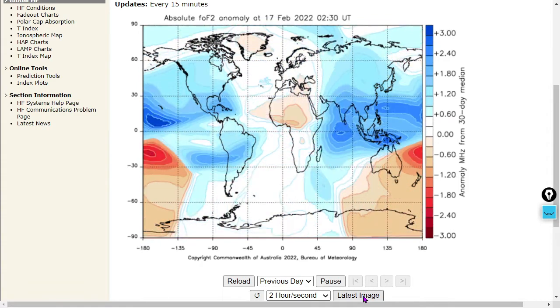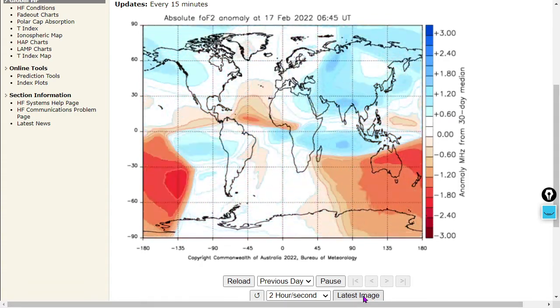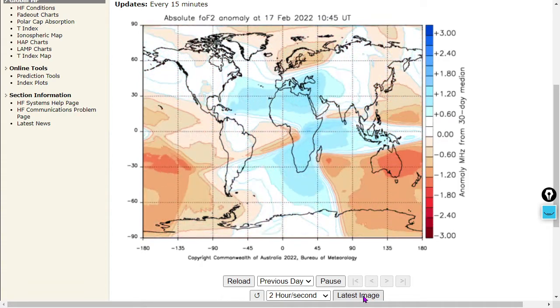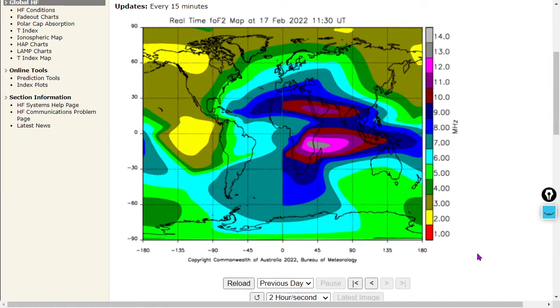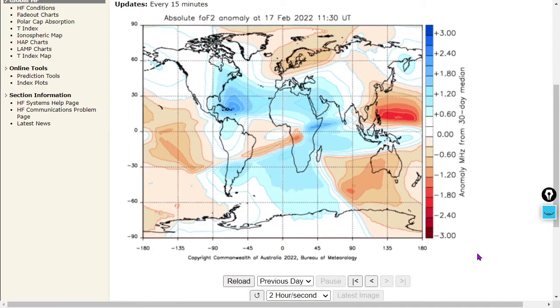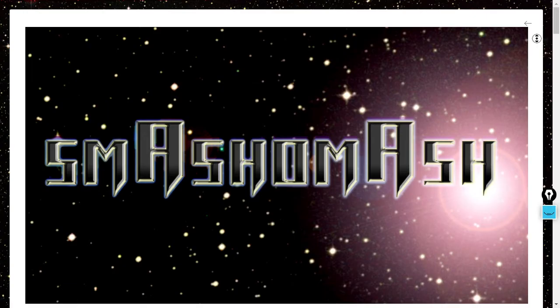And we'll let this play through. We'll show the latest image on both the ionogram and anomalygram. There is the ionogram at 11:30 Universal Time, and there is the anomalygram at that same time. Let's continue through, blasting through additional bonus features.